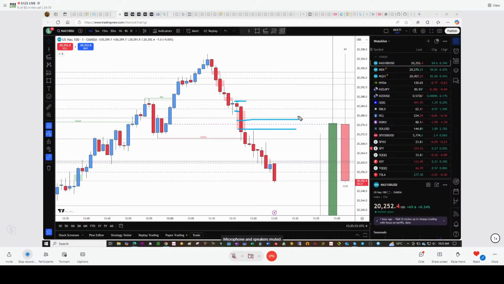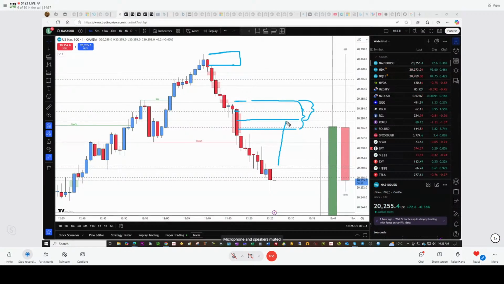If we got an entry in here, then your risk is that much here. Something like that. Your risk would be that much there. So it's not too bad, but you can see the beauty of getting in at this point. Your risk is very tiny in comparison. So let's see if we get a retrace back up into this gap for a sell opportunity here.